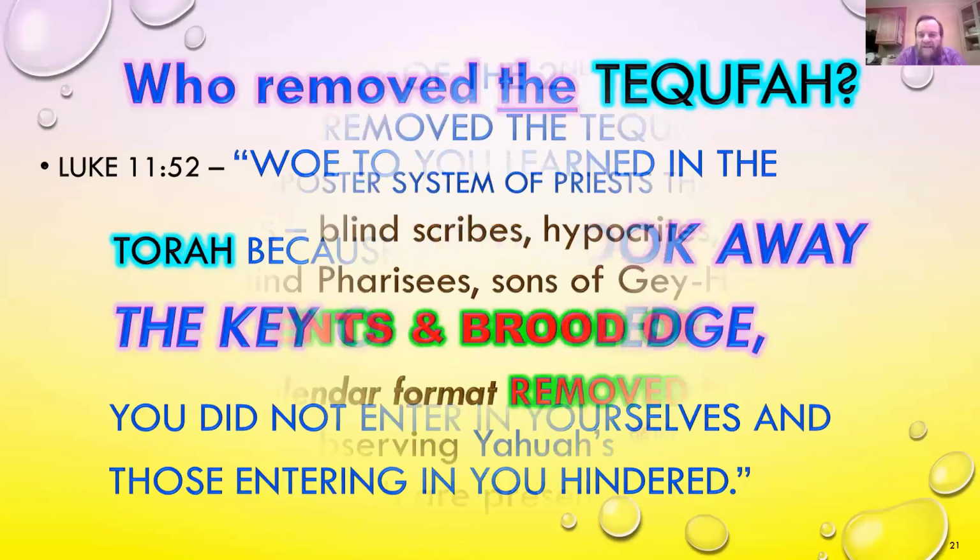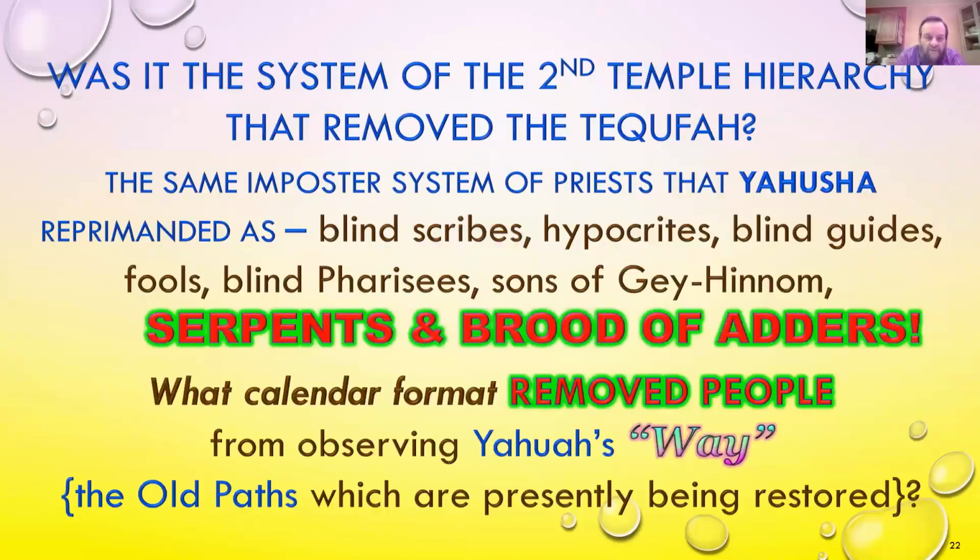Was it the system of the Second Temple hierarchy that removed the Tequfah? The same imposter system of priests that Yahusha reprimanded as blind scribes, hypocrites, blind guides, fools, blind Pharisees, sons of Gehenna. And here are the two most powerful ones, serpents and brood of adders. What does that mean? Doesn't that mean directly death? This is what he's accusing these people of back then. Why? What calendar format removed people from observing Yahuwah's way, which is the old paths, which are presently being restored?